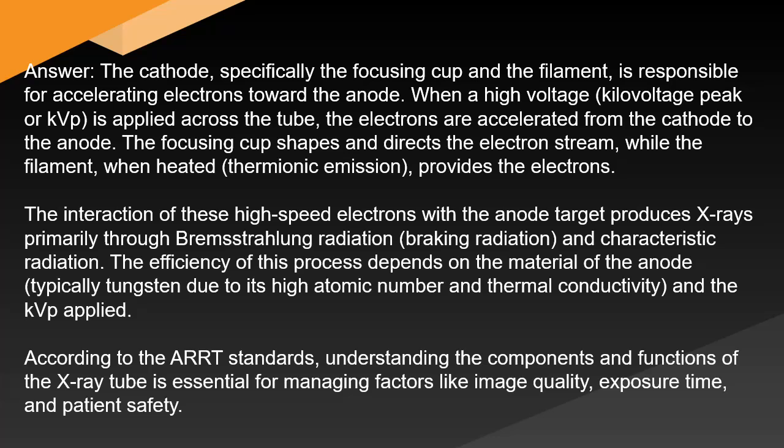The interaction of these high-speed electrons with the anode target produces X-rays primarily through bremsstrahlung radiation, braking radiation, and characteristic radiation. The efficiency of this process depends on the material of the anode, typically tungsten due to its high atomic number and thermal conductivity, and the kVp applied. According to the ARRT standards, understanding the components and functions of the X-ray tube is essential for managing factors like image quality, exposure time, and patient safety.